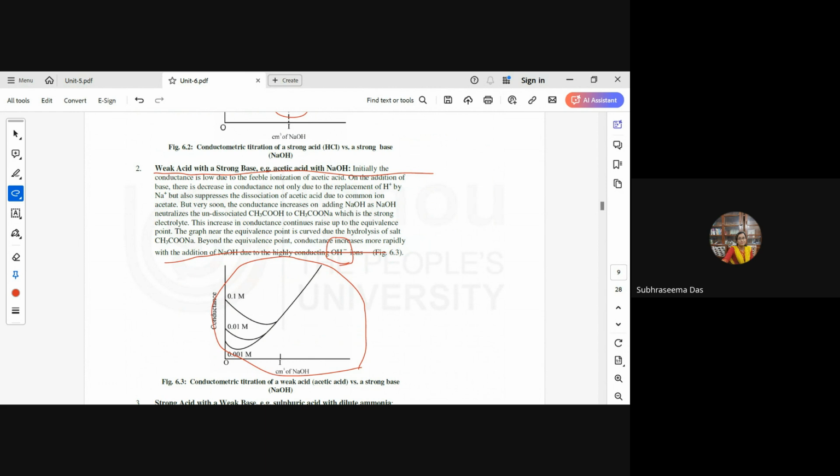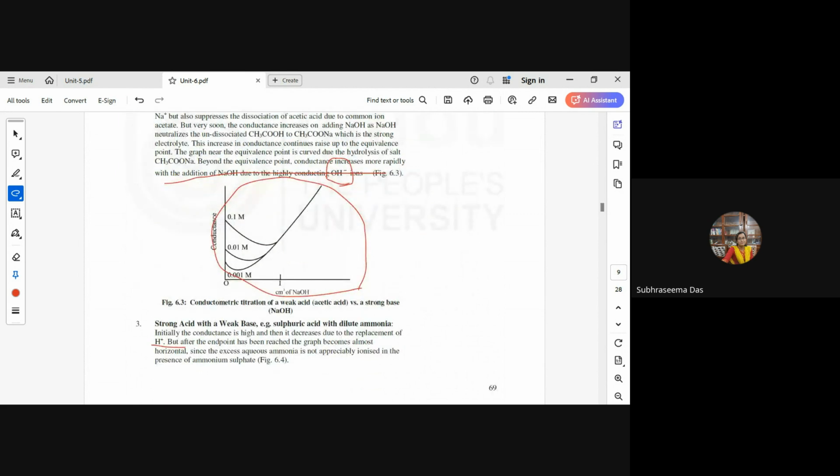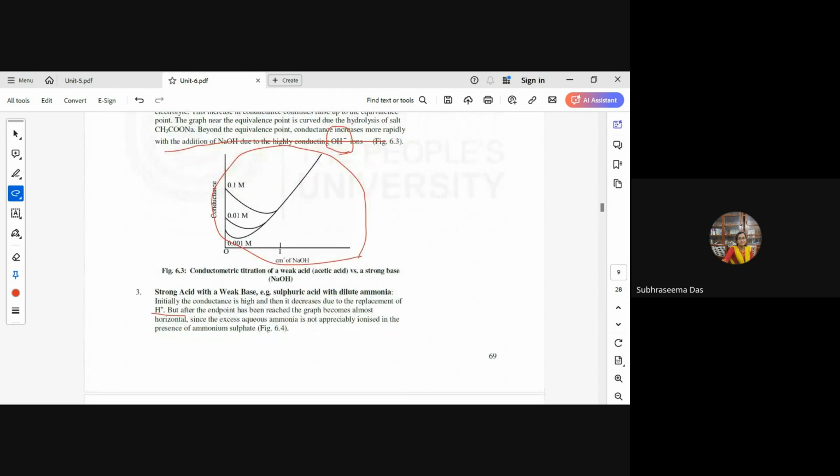Once at the equivalence point, the complete neutralization to sodium acetate has occurred, and beyond this the conductance increases more rapidly because of the presence of free OH minus from NaOH. So figure 6.3 shows how a conductometric titration curve looks for acetic acid versus sodium hydroxide. Next, we will talk about the conductometric titration of a strong acid with a weak base, that is sulfuric acid versus dilute ammonia or ammonium hydroxide.